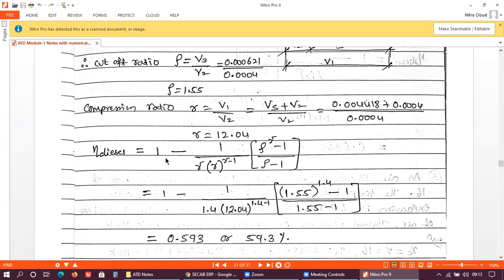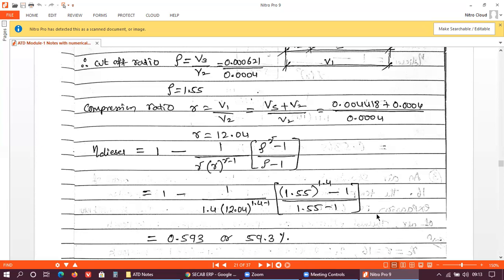So this is the diesel cycle efficiency equation. Just substitute the values: 1 minus 1 divided by gamma, which is 1.4, a constant value, multiplied by R raised to gamma minus 1. R is 12.04 raised to 1.4 minus 1, multiplied by rho, which is 1.55 raised to gamma, 1.4 again, 1.55 raised to 1.4 minus 1, divided by 1.55 minus 1.